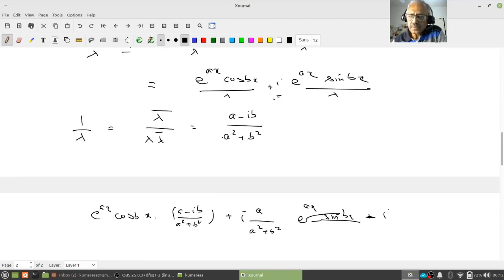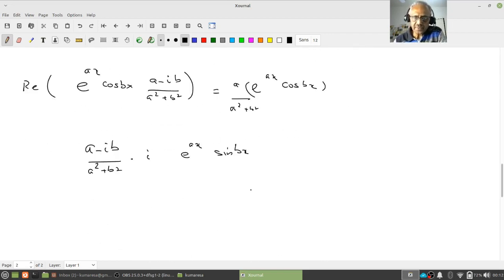Yeah, 1 by lambda is what I would have done. Okay, right. Now notice that this will be a by a squared plus b squared into i times e power ax, etc. Therefore the real part of this is going to be minus ib by a squared plus b squared i e power ax sin bx. Okay, therefore minus i into i will be plus 1, therefore b by a squared plus b squared and e power ax sin bx.